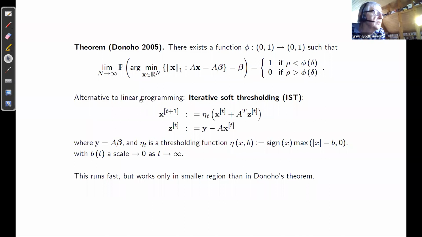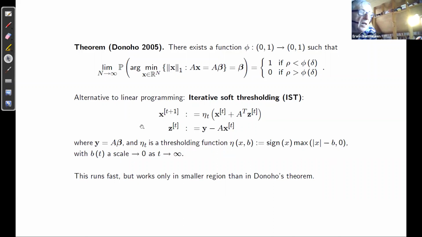So a thresholding function here, which, for instance, you can take that one. You see that it looks something like that. It goes like that here. So that's this thresholding function. Now it comes with a parameter. Here you have to be careful, because this comes with a certain scale, this parameter which goes to 0 with iteration, and you have to determine the optimal speed of this thresholding.